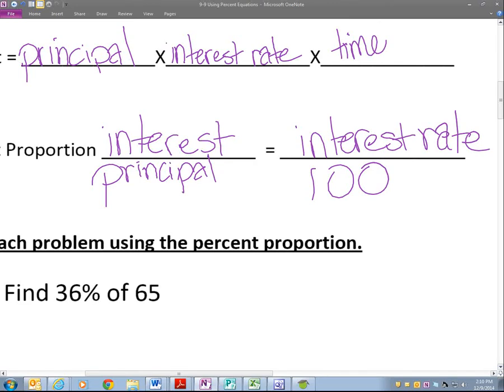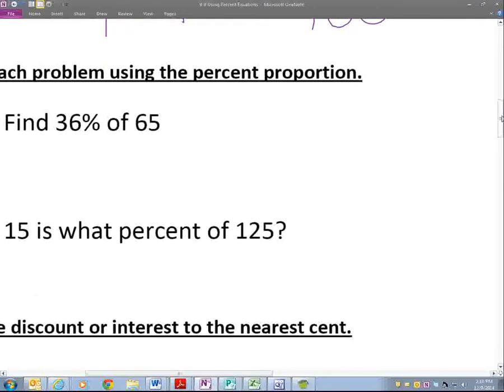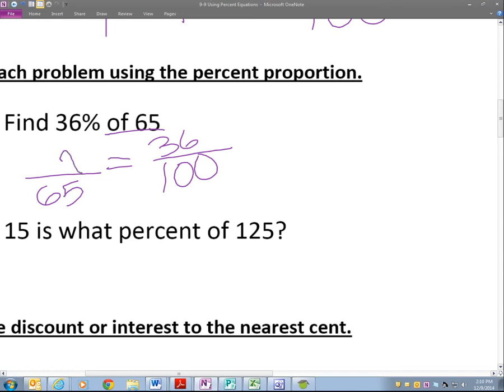Now, solve each problem using the percent proportion. This is the same exact stuff we've been doing. So we want to find 36% of 65. We have a percent right away, so that's going to go over 100. Then it says of 65, so of goes in the denominator. Like that. Now, we have done this for weeks now.